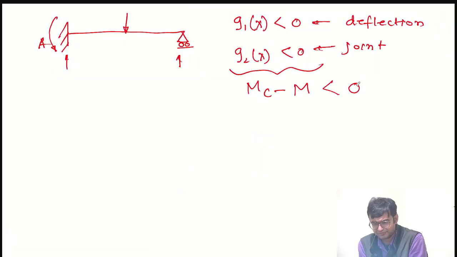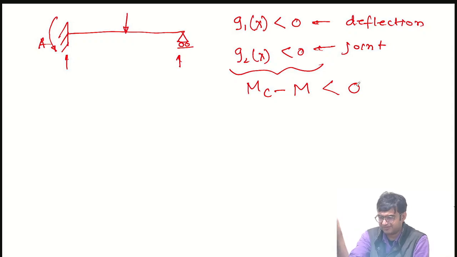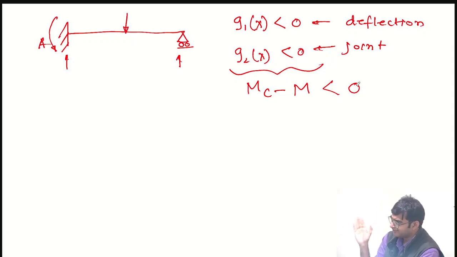The joint can also be in terms of shear force, right? But this is in terms of moment, so MC minus the moment generated. You just need to know that the limit state is written in terms of moment, that the moment at that point should not be more than some threshold.